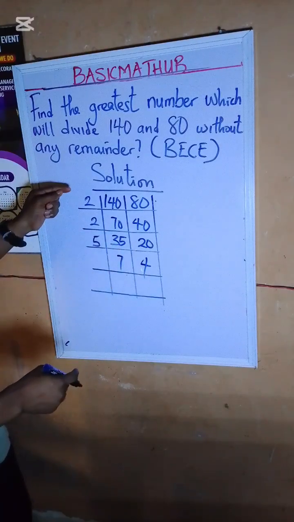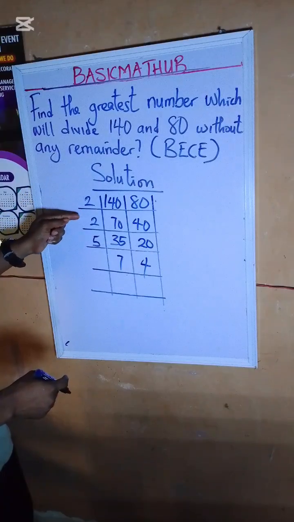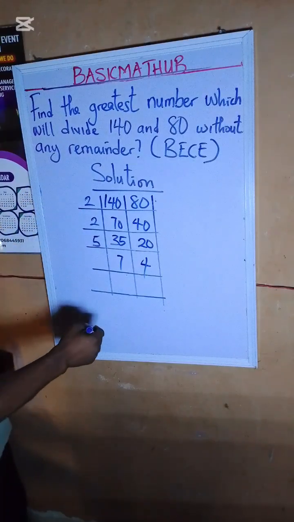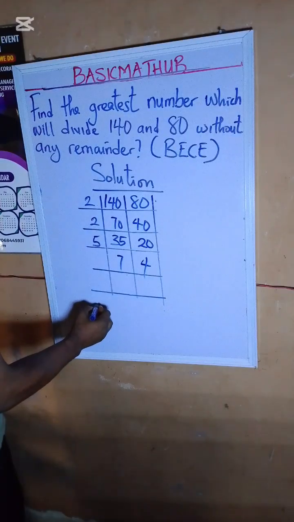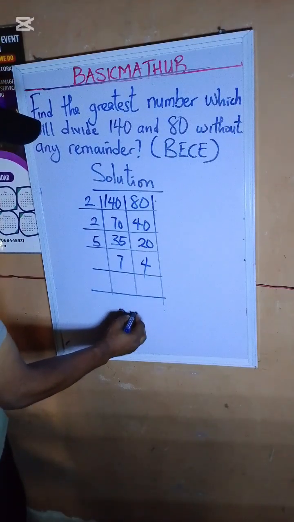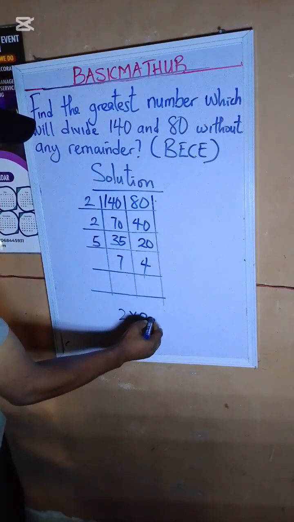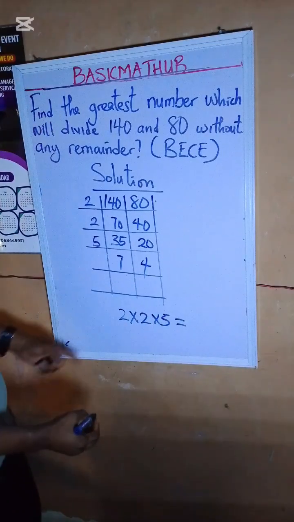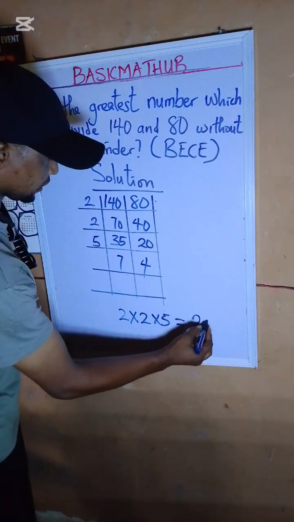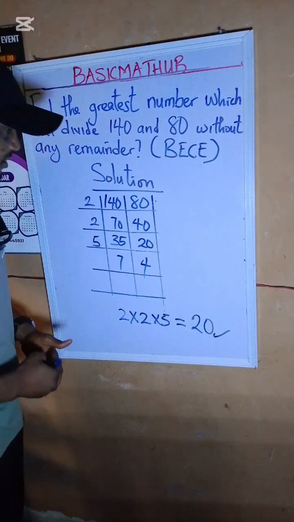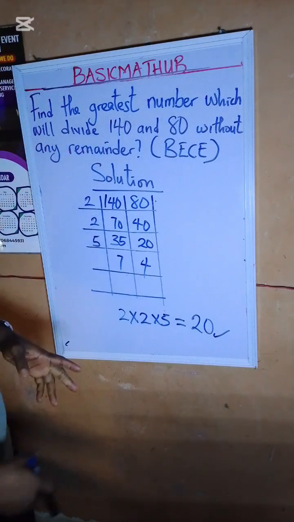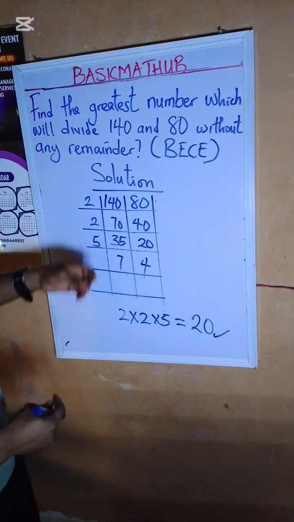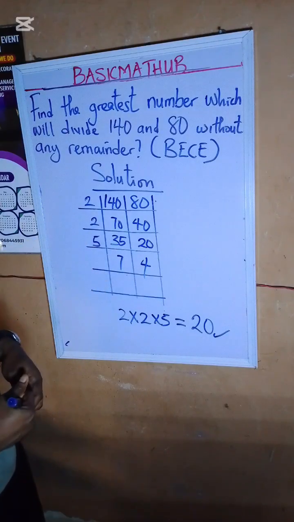So our HCF is 2 and 5. That means the number that will divide 140 and 80 completely is going to be 2 times 5, and that will give us 20. If you observe very well, 20 is the highest number that could divide both 140 and 80. So that's one of the applications of the prime numbers.